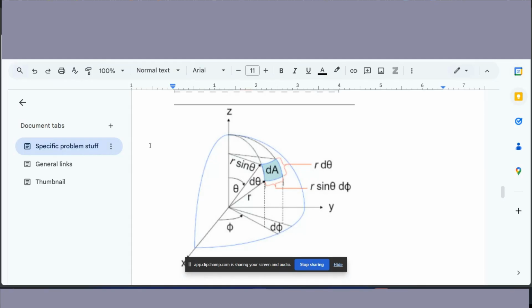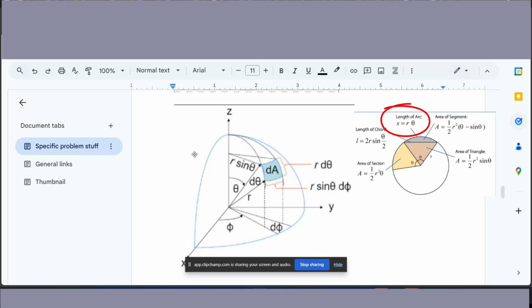All right, so I finally figured out how this actually works. The reason the differential area for a sphere is r squared sine theta d theta d phi is because the circumference of a segment of a circle is a function of the radius of the circle, and also the percentage of theta around that it is, out of 2 pi.